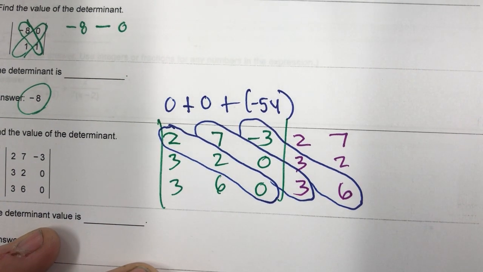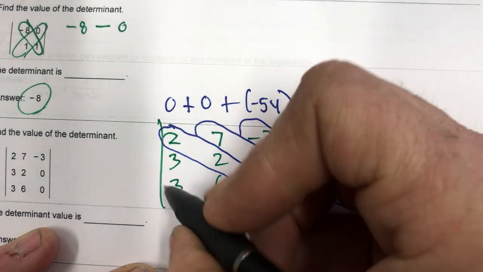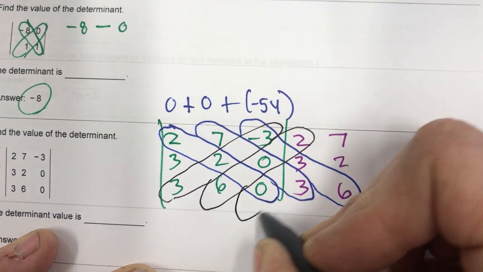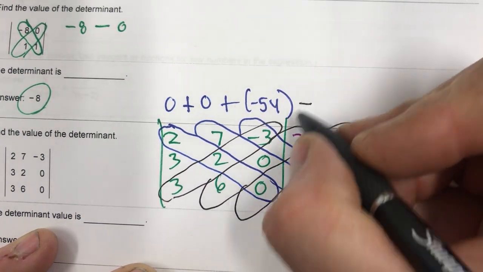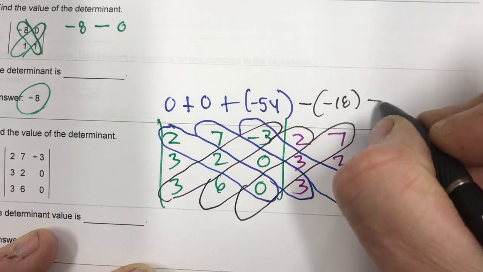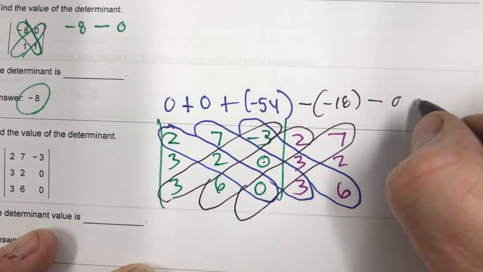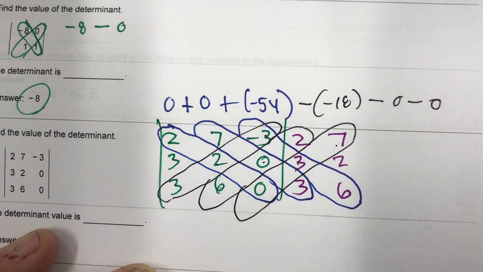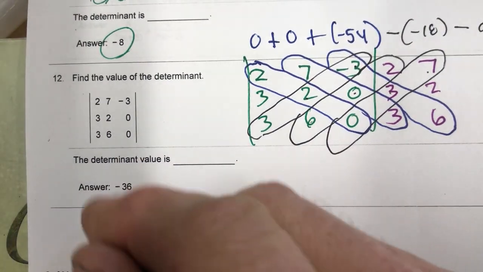Now in the other direction, I've got a diagonal here, I've got one here, I've got one here. These are the minus ones. So minus negative 3 times 2 times 3 is negative 18. Minus 2 times 0 times 6 is 0. Minus 7 times 3 times 0 is 0. All right, so this is going to be negative 54 minus negative 18, and that looks like negative 36.